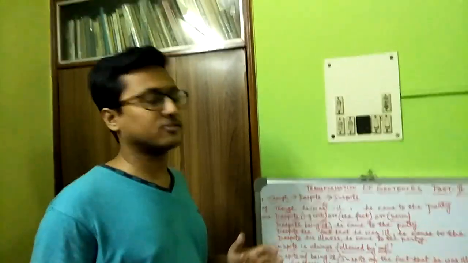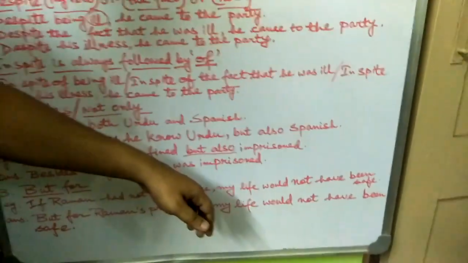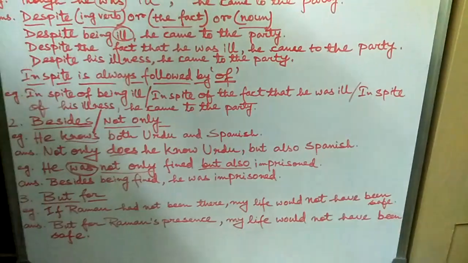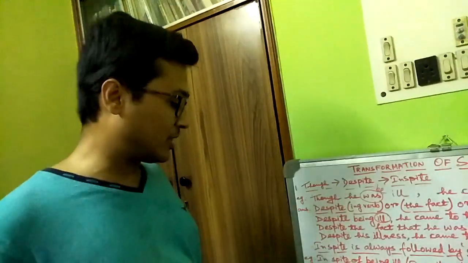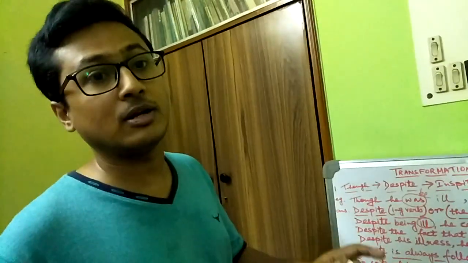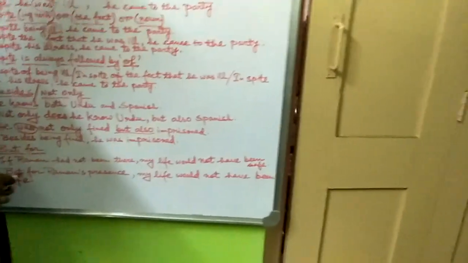Number 3. This is also a common question. Use but for. Begin the sentence with but for. How to use? If Raman had not been there, comma, my life would not have been safe. Now, instruction is begin with but for. Whenever we use but for in a sentence, or whenever we begin the sentence with but for, we have to remove if. So remove if, begin with but for, then Raman's.